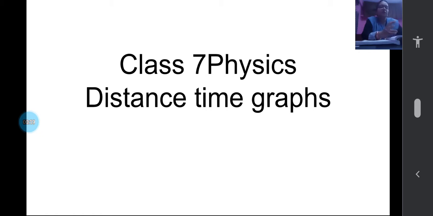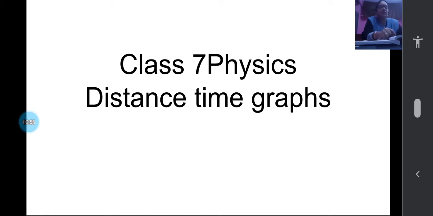we understood that an object, when it is changing its position with respect to time and also with respect to the stationary object in the surrounding, is said to be in motion. Later we also understood how to calculate the speed of the object. Speed is equal to distance traveled divided by time taken. So today's class we are going to learn about distance time graphs.